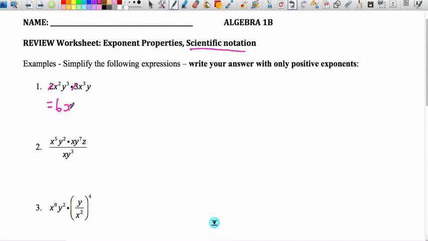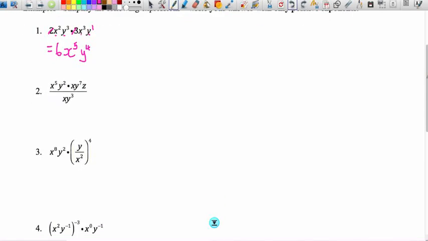And then the next thing I'm going to do is write down my base. I have an x squared and an x to the 3. I'm adding powers, that gives me x to the 5. I have a y to the 3 and a y with no exponent, which means 1. So I write down the base, add the exponents, 3 plus 1, y to the 4, and at that point I'm done.